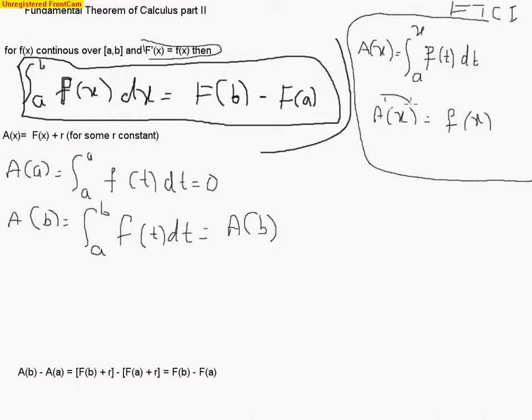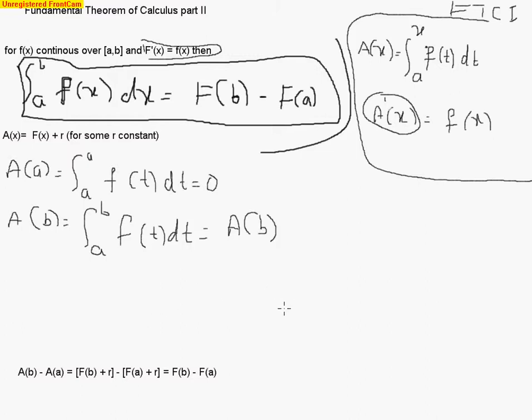So this right here is the antiderivative of this function right here, and this right here is also the antiderivative of this function right here. So these two are basically almost the same as each other.